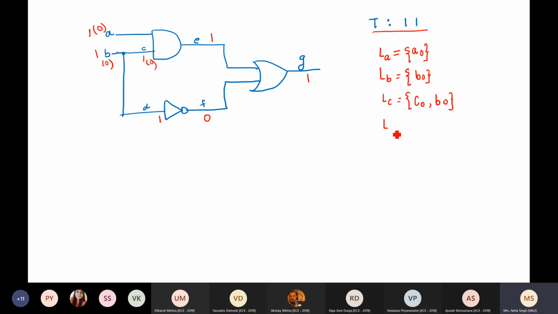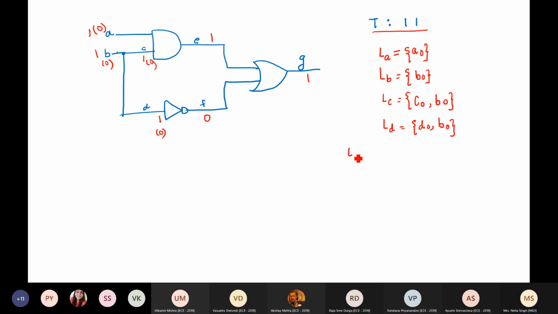Similarly, LD, fault list for line D. फॉल्ट लिस्ट फॉर लाइन D क्या हो सकता है? D का एक्चुअल वैल्यू इज 1, लेकिन ये 0 पे अगर स्टक हो गया देन इट इज एन एरर, सो D0. Also if I go back to my primary input, if B is stuck at 0, this can also be propagated at D. Therefore I get an additional fault in the list, that is B0.